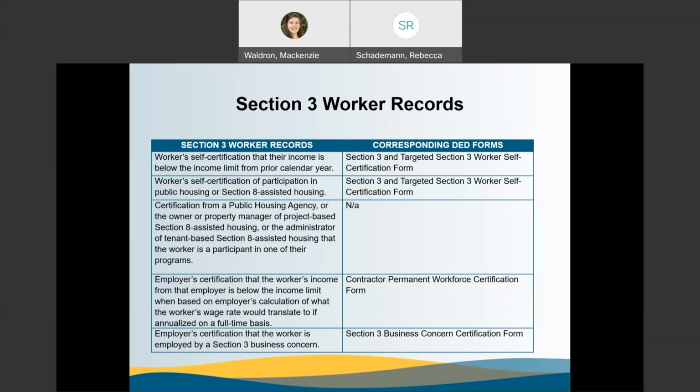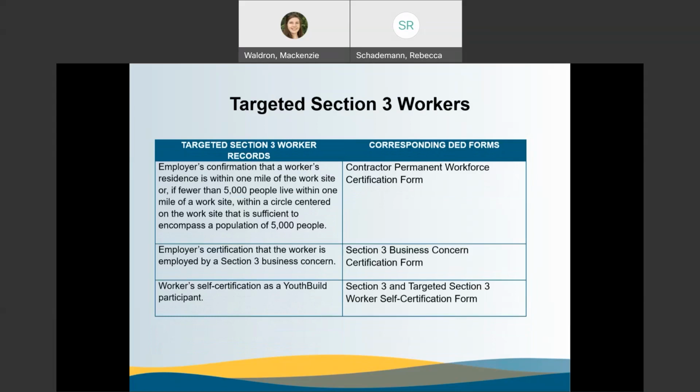We're going to skip down to the next one. That states employer certification that the worker's income from that employer is below the income limit when based on the employer's calculation of what the worker's wage rate would translate to if annualized on a full-time basis. That correlates with our DED form called Contractor Permanent Workforce Certification Form. Next up is the employer certification that the worker is employed by Section 3 business concern. That correlates with the Section 3 business concern certification form. We want to go to the next slide.